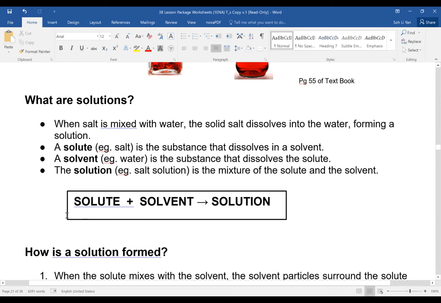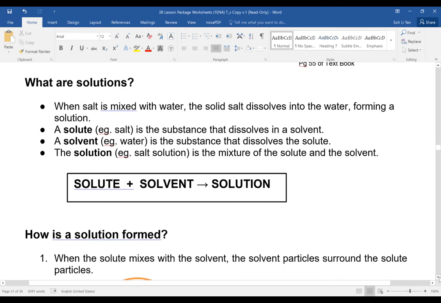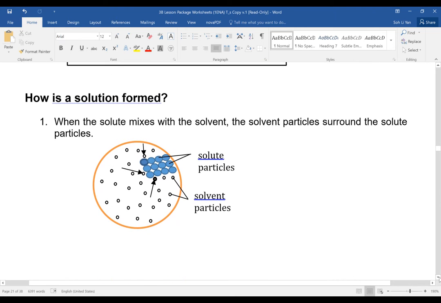Take note, a solution will comprise a solute and a solvent. The solute is able to dissolve in a solvent to give me a solution. And how is a solution formed? I'll give you a more in-depth explanation about solutions.